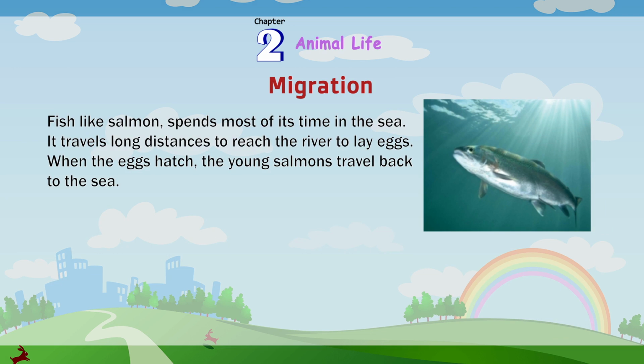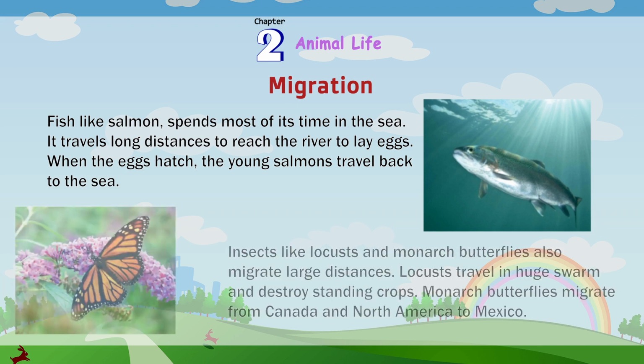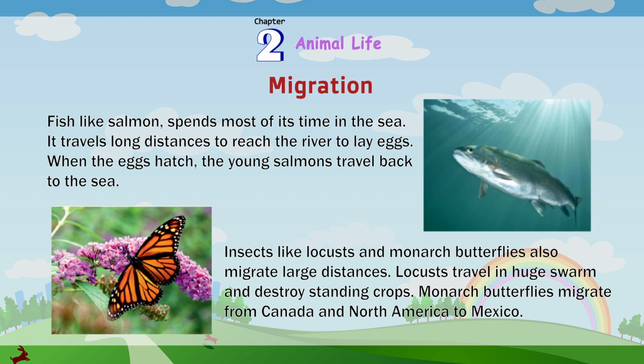Fish, like salmon, spend most of their time in the sea. They travel long distances to reach the river to lay their eggs. When the eggs hatch, the young salmon travel back to the sea. Insects, like locusts and monarch butterflies, also migrate large distances. Locusts travel in huge swarms and destroy standing crops. Monarch butterflies migrate from Canada and North America to Mexico.